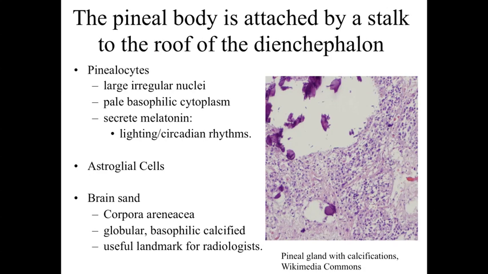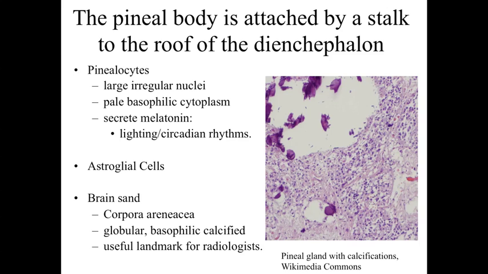Now, the pineal gland or the pineal body is essentially a hormone-secreting structure located in the roof of the diencephalon. So it's essentially attached by a stalk to the roof of the diencephalon. If we take a look at it, we've got two types of cells that are going to be present. We're going to have pinealocytes, which are going to have large irregular nuclei and a basophilic cytoplasm.